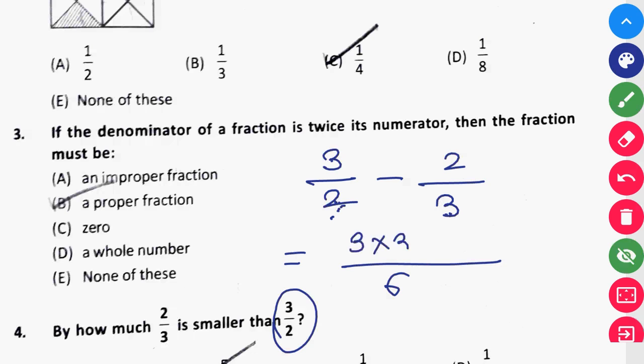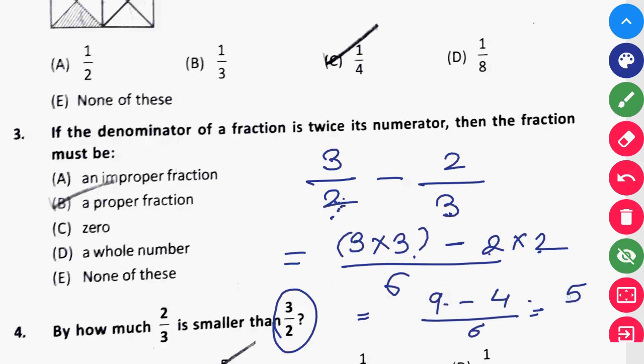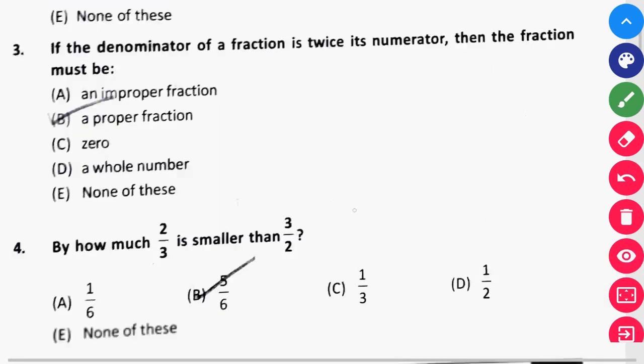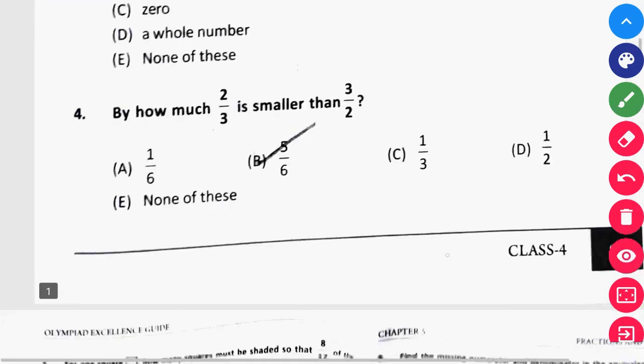So 3 multiplied by 3, now minus 2 multiplied by 2. So 3 3s are 9 minus 2 2s are 4 upon 6. So 9 minus 4 is 5, 5 by 6. So 2 by 3 is smaller than 3 by 2 by 5 by 6. So the answer is B.